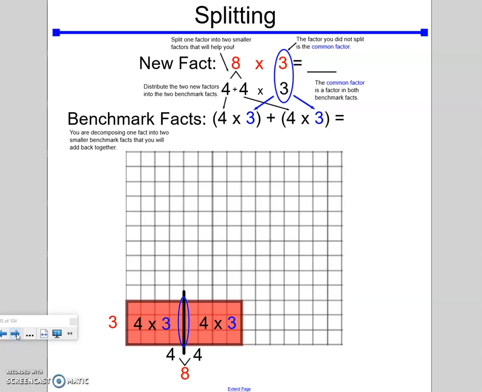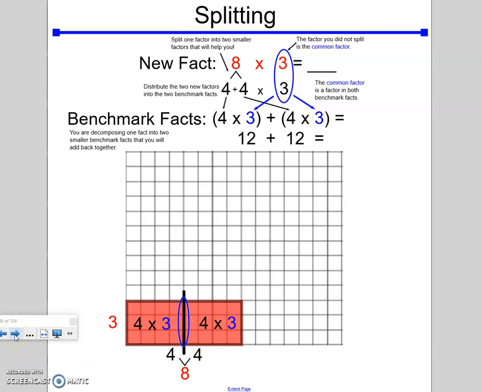So now we have two benchmark facts instead of one new fact. The one new fact of 8 times 3 has now been split into the two benchmark facts of 4 times 3 and 4 times 3. And to find the answer to 8 times 3, we'll have to take 4 times 3 and add another 4 times 3 rectangle. And when we look at the area model, we can clearly see that our 8 by 3 rectangle has in fact been broken apart or split or decomposed into two 4 by 3 rectangles.